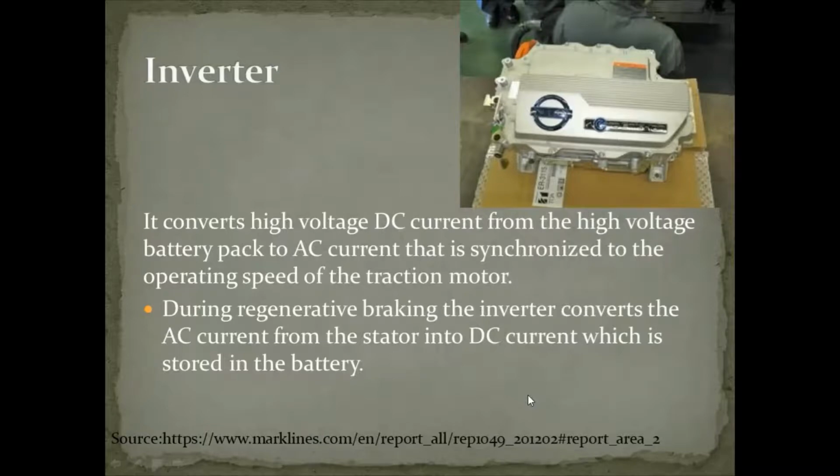Beneath the inverter, there is a DC-DC converter, which converts the high voltage DC into the low voltage DC current, which is then supplied to the 12 volt battery, which is used to run the auxiliaries in the vehicle.